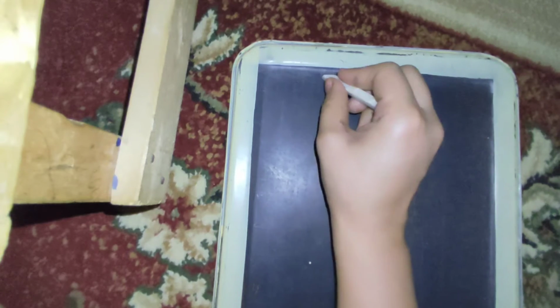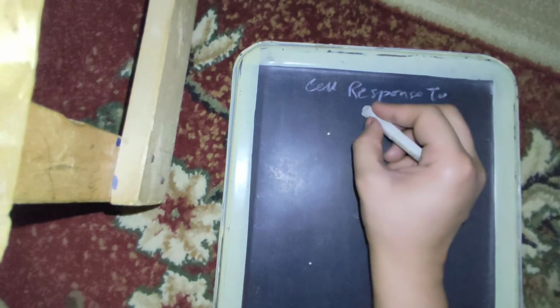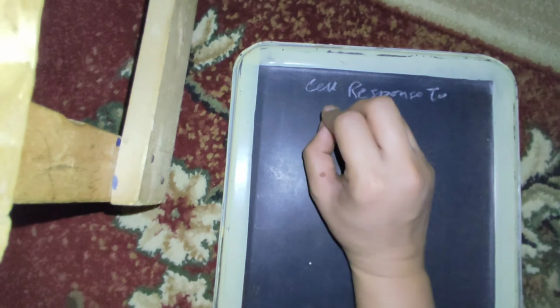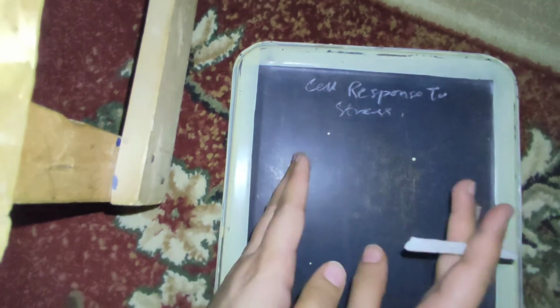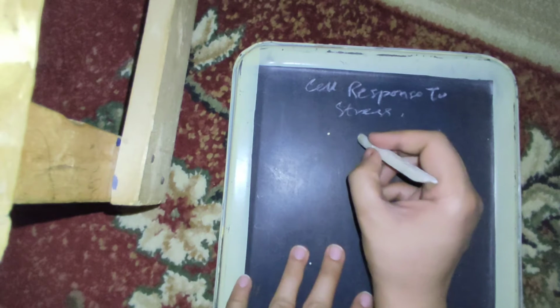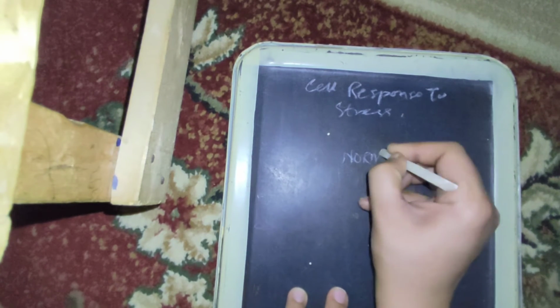Now I'm going to tell you how the cell responds to any injury or any type of stress. This is the same diagram I'm going to draw, that is also available in your Robbins. Here is the normal cell.